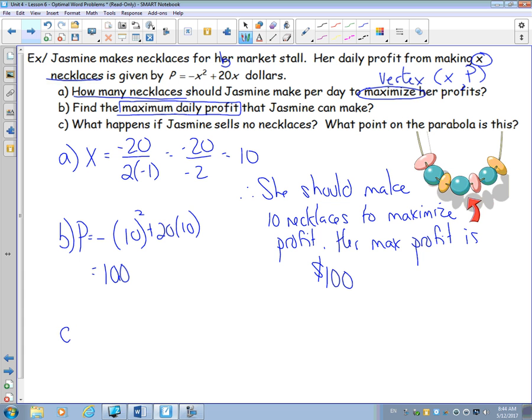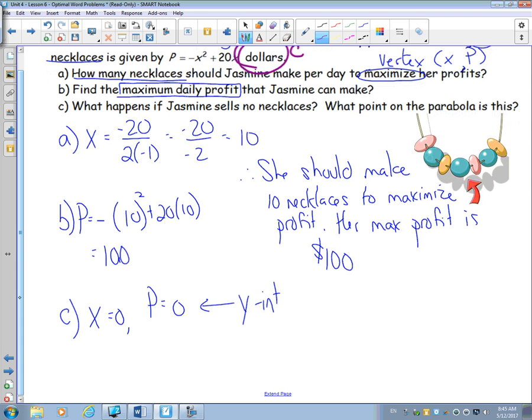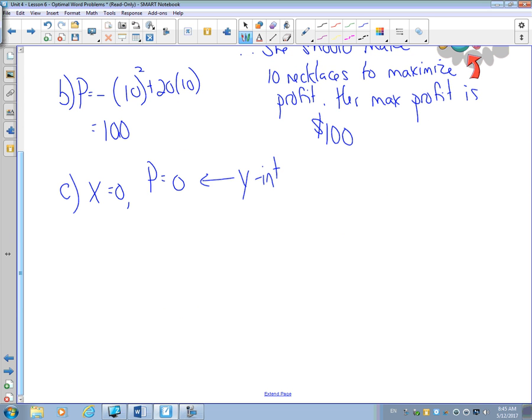All right, part C. What happens if Jasmine sells no necklaces? In other words, what happens if x is 0? Well, if x is 0 and I put 0 into the equation, I end up with P is 0. In other words, she makes no money. What point on the parabola is this? This is our y-intercept. Our y-intercept is our initial value, which if you recall is always this c value, which is over here. There is no c value. C is 0. Okay, because in this case, if she doesn't make anything, she doesn't make any profit. That kind of should make sense. She makes no profit for no necklaces.